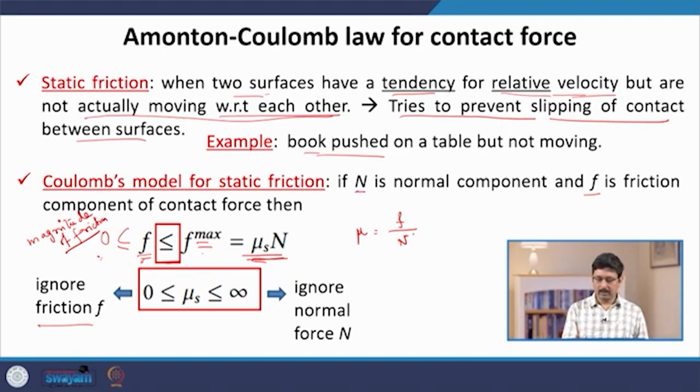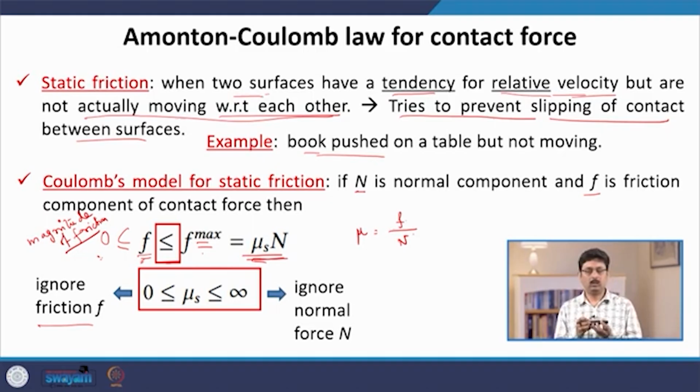Now, if these two forces are equal in magnitude, then mu becomes 1. Can mu be greater than 1? The answer is yes. There is absolutely no restriction, either from our experience or from experiments, that the frictional component cannot be greater than the normal component. In fact, in the limiting case, mu can be infinity, meaning it can be as large as possible. What do I mean by that? It is very easy to see.